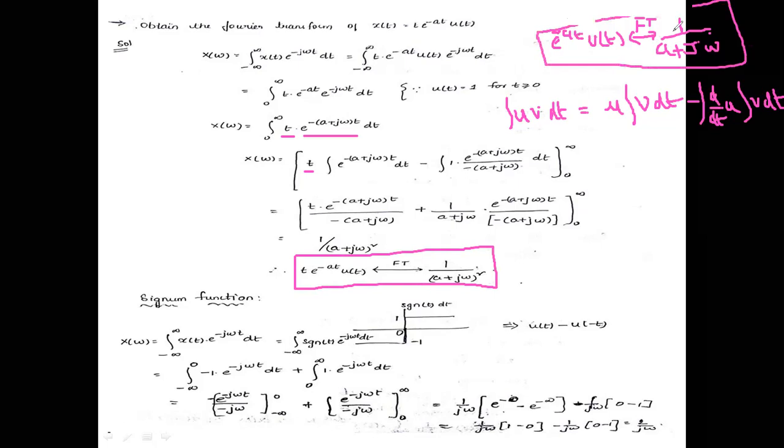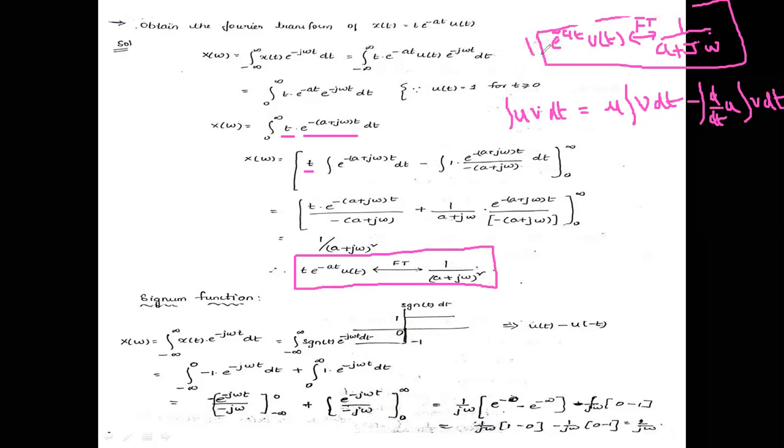1 by a plus j omega whole square. Remember, my dear students, it is t into e power minus at mu of t. The Fourier transformation is 1 by a plus j omega whole square. See here, what is the e power minus at mu of t? The Fourier transformation is 1 by a plus j omega.